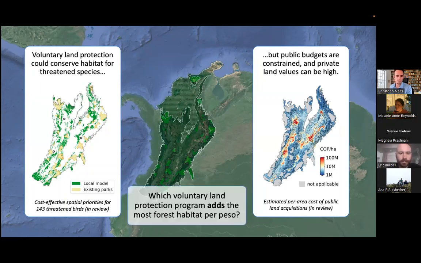So the question that is on people's mind is which of those programs will add the most forest habitat per peso? Now, that's an extreme version of that question. Of course, there are other outcomes that are interesting and important of those programs, but for simplicity, I'll put that at the center of this presentation.